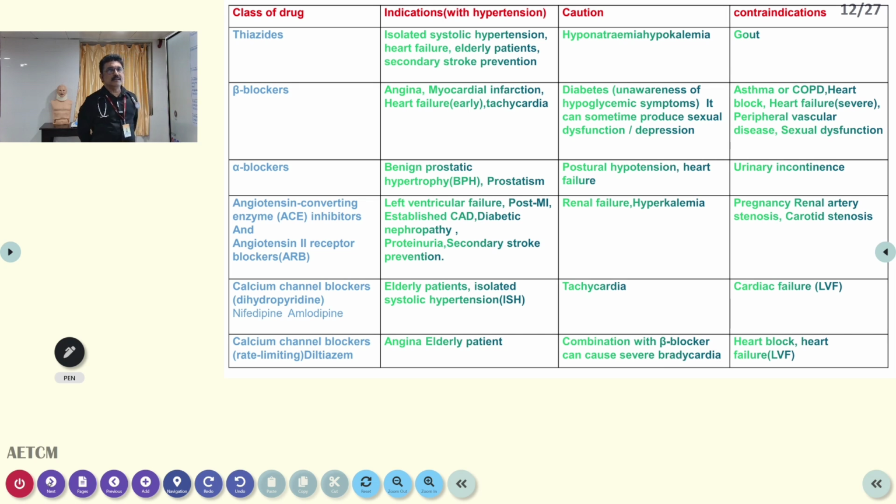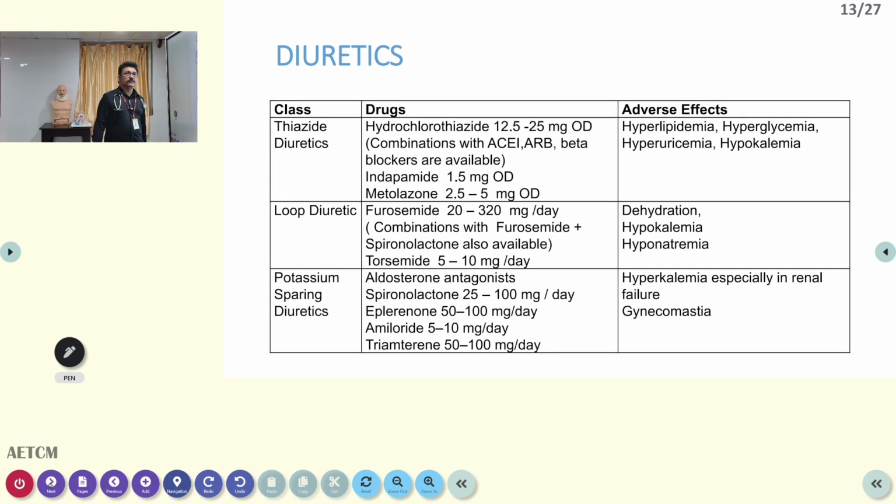B is beta blocker, which we don't use for first line therapy. We mainly use it in patients who have angina, myocardial infarction, heart failure, tachycardia, all these things. Thiazides or diuretics can be used in most hypertensive patients. Now, there are different types of diuretics. Hydrochlorothiazide is the most commonly used drug, and we can also use indapamide. Furosemide is used when there is pulmonary edema or pedal edema. Long term, you can even use spironolactone. It is a potassium sparing diuretic. There are some adverse effects which are noted here.